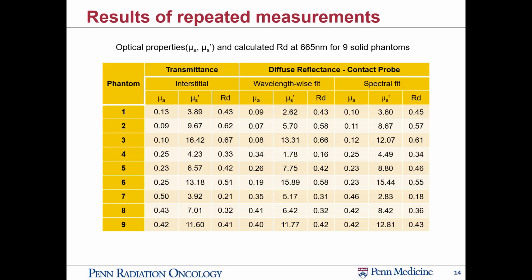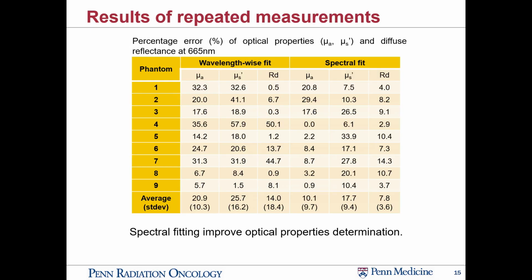So here is one set of results making sure the contact is good for the same phantom. Same thing, this is the interstitial result, the wavelength-wise fit and the spectral fit. And clearly the difference is much smaller. The percentage difference you can see here is drastically reduced from before. So these are percentage differences. And you can also see that the spectral fit will always improve over the wavelength fit.